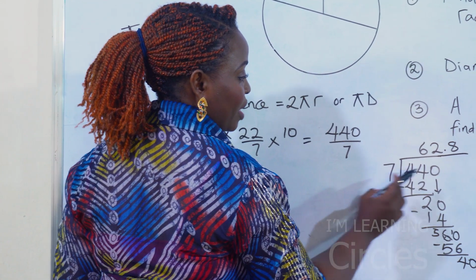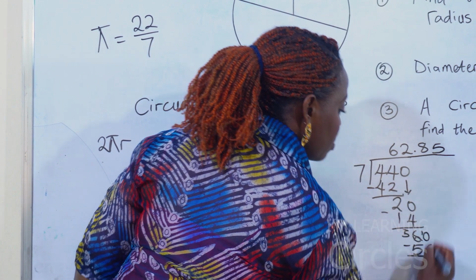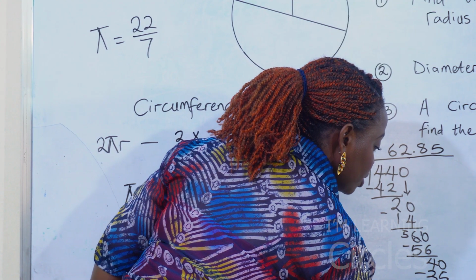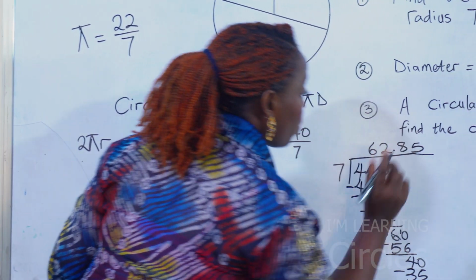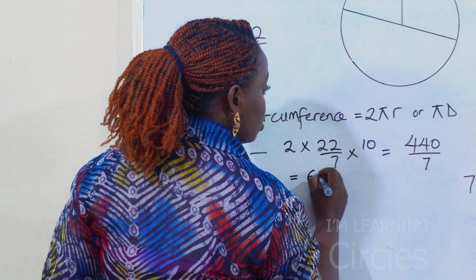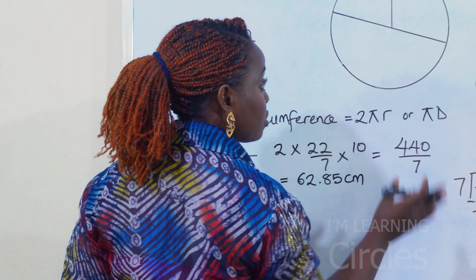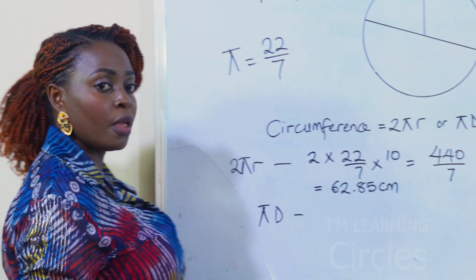Now 40 divided by 7. 7 is going to go in 40 5 times. 7 times 5 is 35. Do my subtraction, I'm going to end up with 5. Now I've worked it out to 2 decimal places. My answer is going to be 62.85 centimeters. Now that is my circumference.